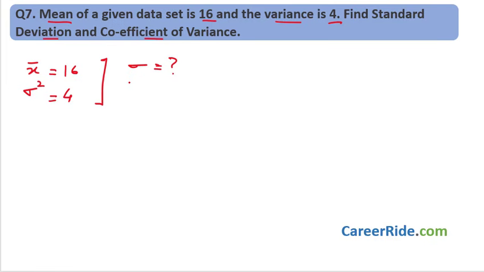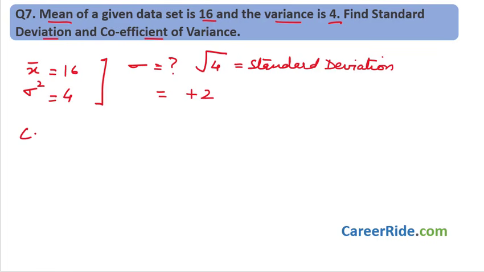Let me see how to do that. So sigma is equal to what? This is equal to square root of 4. I know this is equal to standard deviation, right? Standard deviation is square root of variance. So this is a positive value. So from here my standard deviation comes out to be plus 2, right?